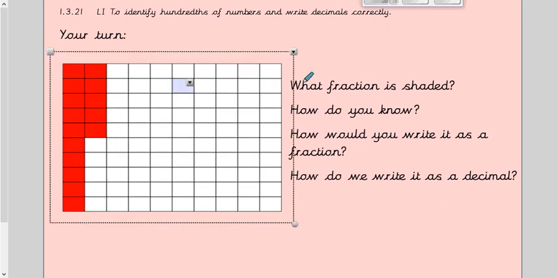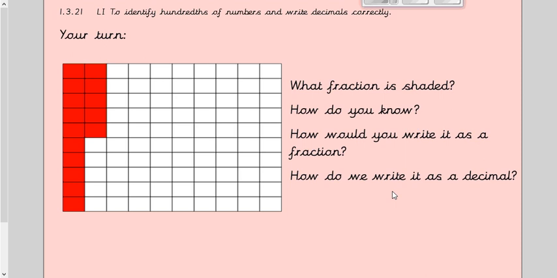So now it's your turn. What fraction of this shape is shaded? How do you know? How would you write it as a fraction? And then how would you write it as a decimal? So have a go. If you're not sure and you want me to go through it, then stay with me and we'll go through it together.